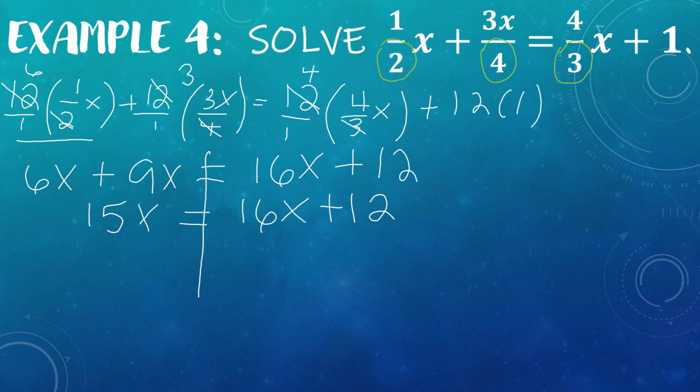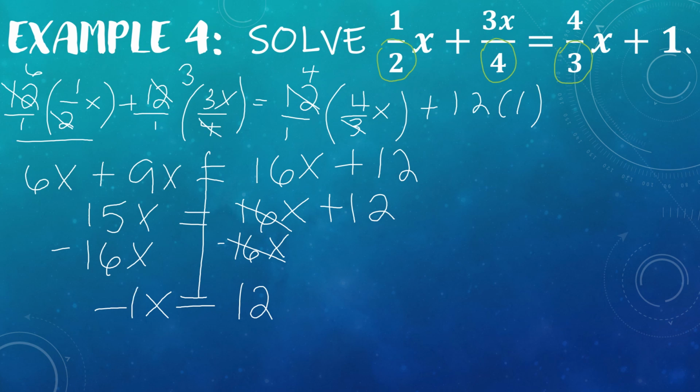So I'm going to move this 16x on the right side to the left side. It is a positive 16x, so to get rid of it, I'm going to subtract 16x. That way it equals 0. So now on the left side, I have 15x minus 16x. That's going to be negative x, or negative 1x, equals 0 plus 12, which is just 12. Now, we can't leave our answer as negative x, so think of that as a negative 1x. So we are going to divide both sides by negative 1, and we are going to get x equals negative 12 for our solution.